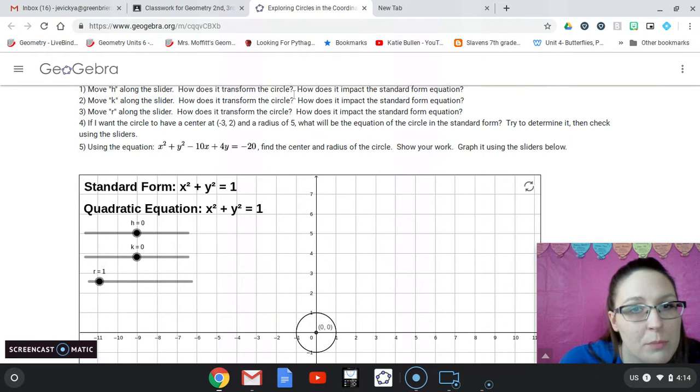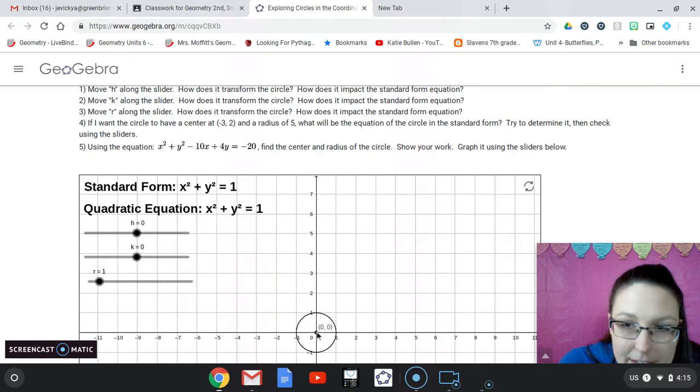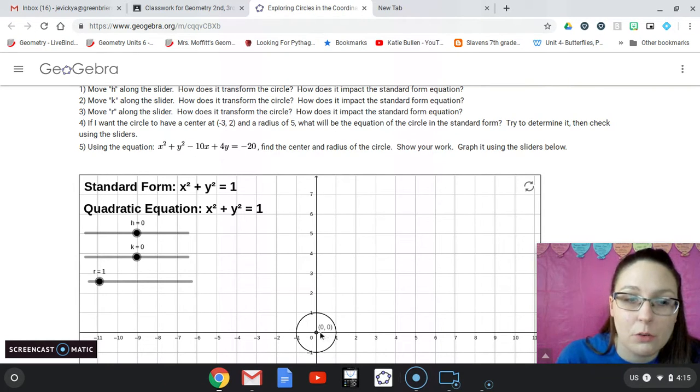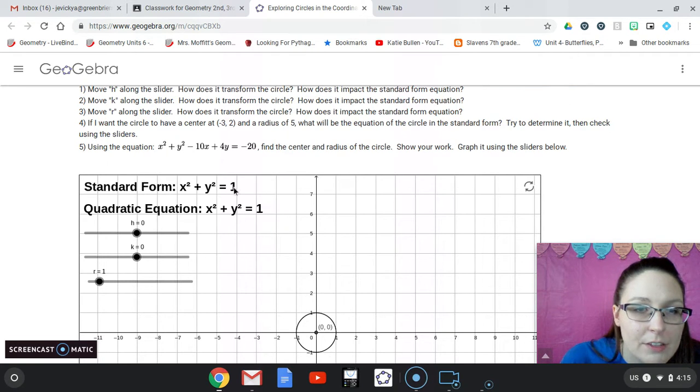How does it transform the circle? How does it impact the standard form equation? So here's my standard form equation, right? It just looks like x squared plus y squared equals 1. My circle right now is centered at (0, 0), and it has a radius of 1, right? The distance from the center of the circle to a point on the circle is 1. So the equation's equal to 1, and I also have a radius of 1.